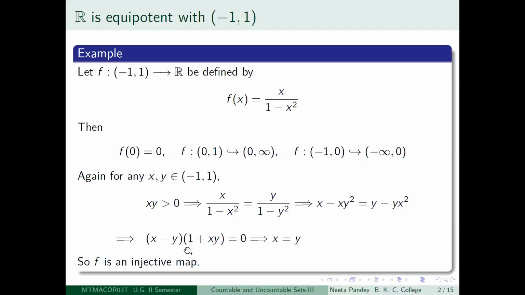So therefore, at least one of the real numbers in this product has to be equal to 0, since the product is 0. Now 1 plus xy is not 0. In fact, 1 plus xy is a positive number because xy is greater than 0. Therefore, x has to be equal to y. That is, x minus y has to be 0. So x equal to y.